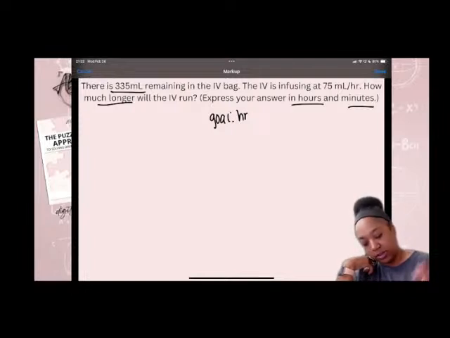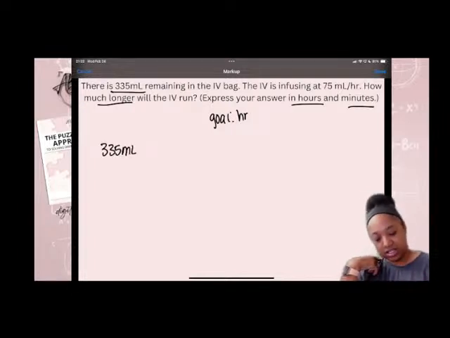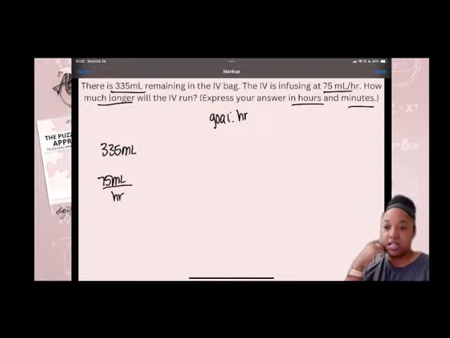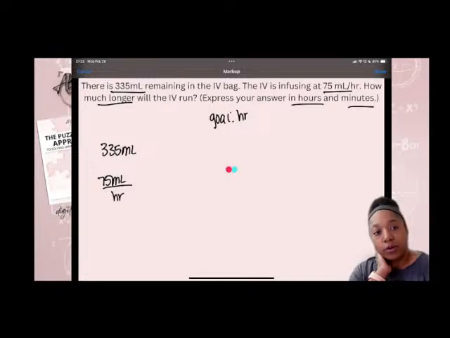So, what are our puzzle pieces? 335 is in the bag. Then it says it's infusing at 75 milliliters per hour. And that's all it gave us. So those are all of our puzzle pieces, right? So what are we going to start with? What we've been starting with. The goal.